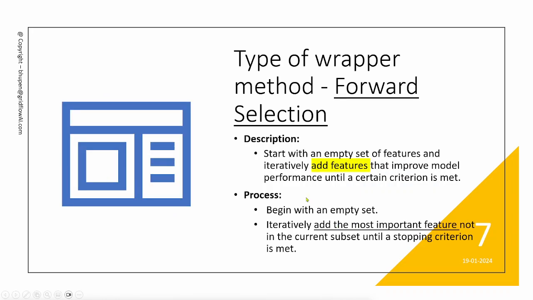So there are a few types of wrapper method. One is forward selection. That means you're going to start with no features, like 0 features in the array. Then you add one by one. So this is forward selection.